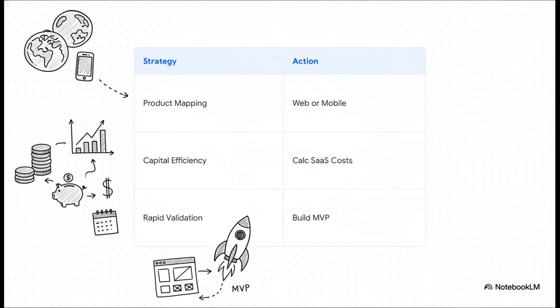First, product mapping. Operational leaders really have to consider if they need an agile web space or a mobile app first to determine their initial platform rollout. Second, capital efficiency. Startups have to look hard at their launch runways and software expenses to accurately calculate those SaaS build costs. And third, rapid validation. Basically, getting an initial layout to market quickly so you can collect real user data via a minimum viable product, or MVP. Your architecture must support these exact business maneuvers.